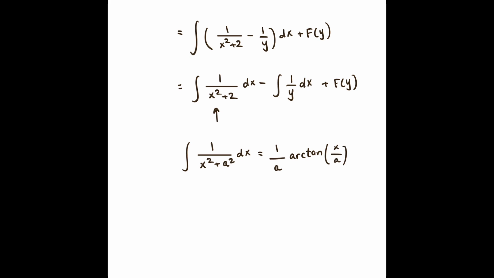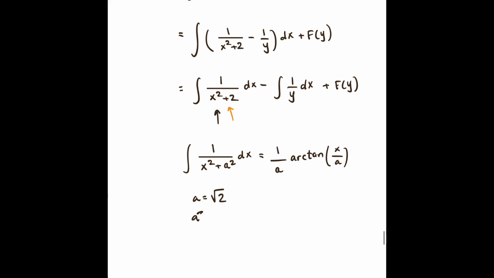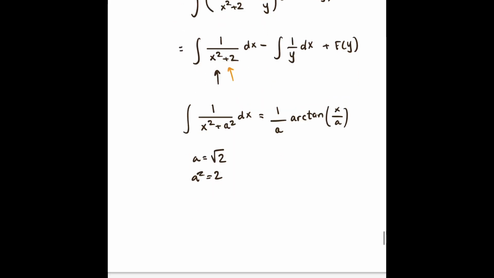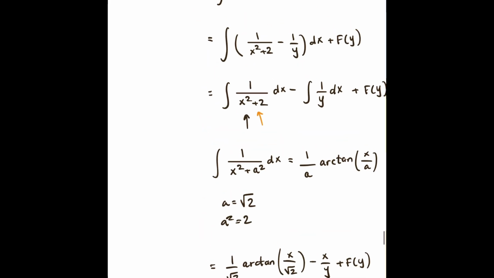So by looking at this equation, we know that a is equal to the square root of 2 because a squared is 2. So that integral is just 1 divided by the square root of 2 times the arctangent of x divided by square root of 2. And then the other integral is just x divided by y plus f of y.